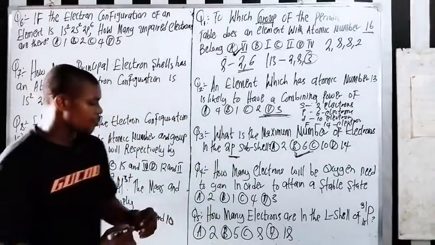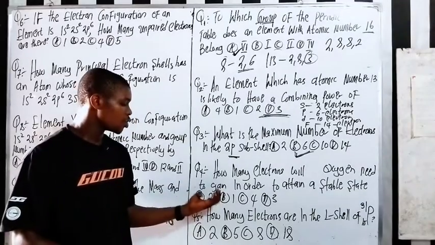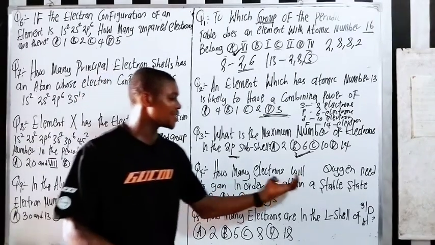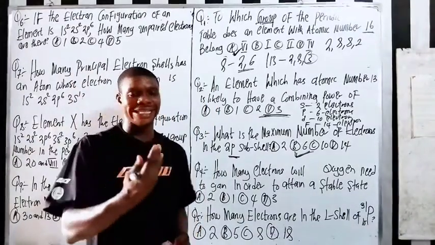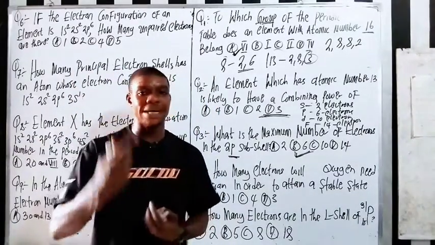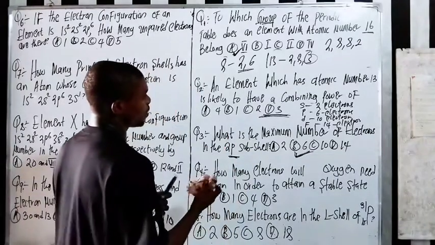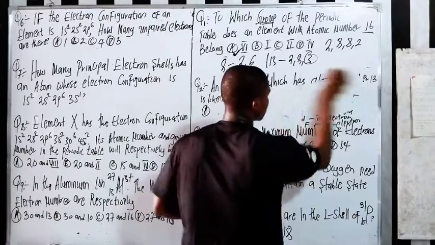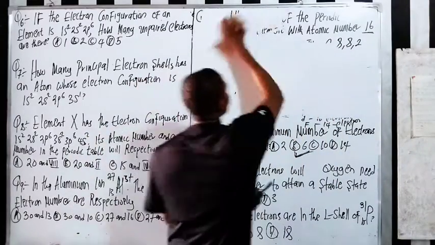Now let's move to question number 4. How many electrons will oxygen need to gain in order to attain the stable state? If you look at oxygen, which I've already talked about before, let me explain again. I will just wipe this place because we have already answered this question.